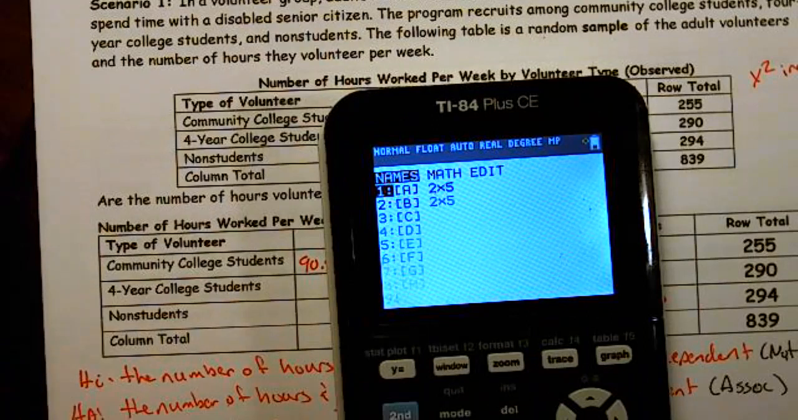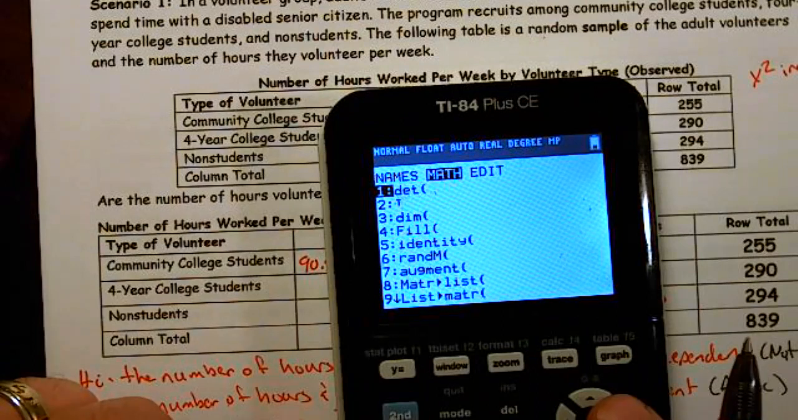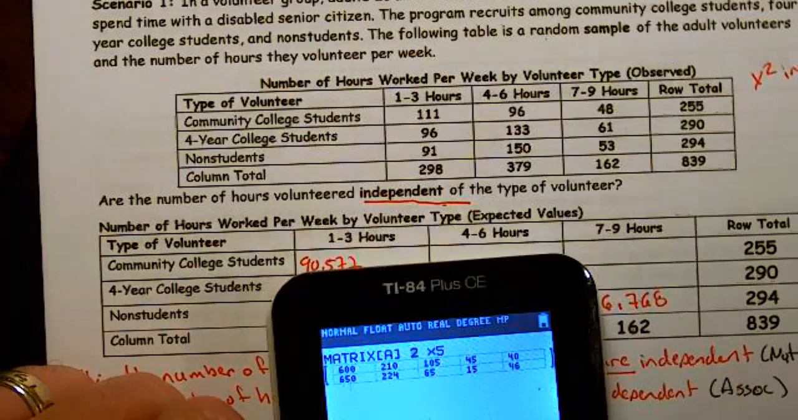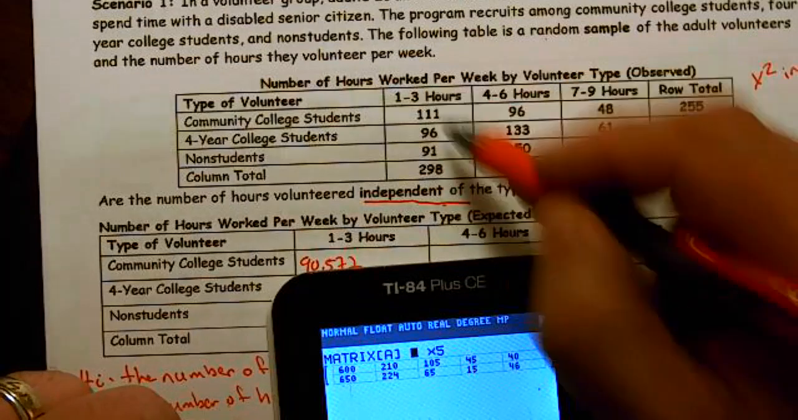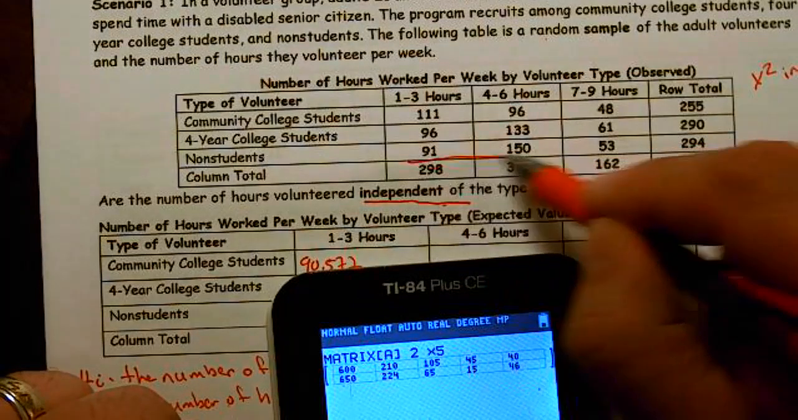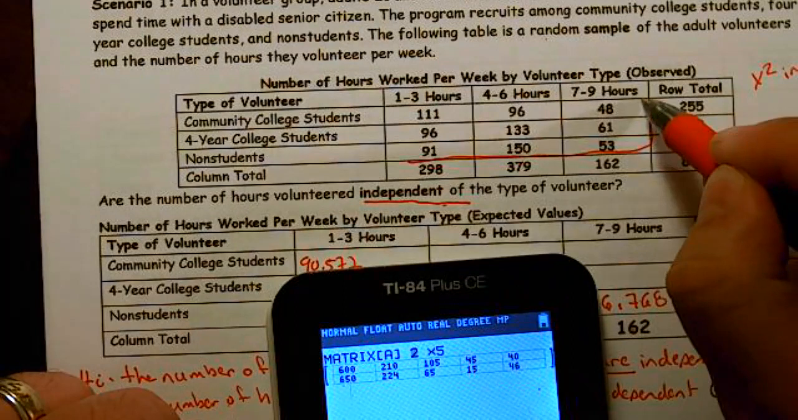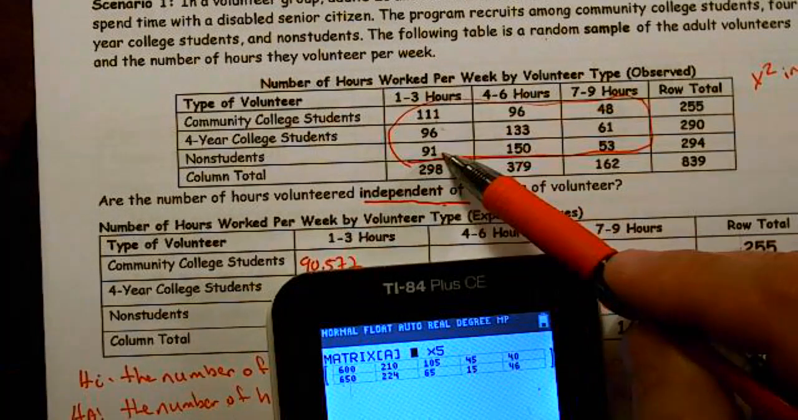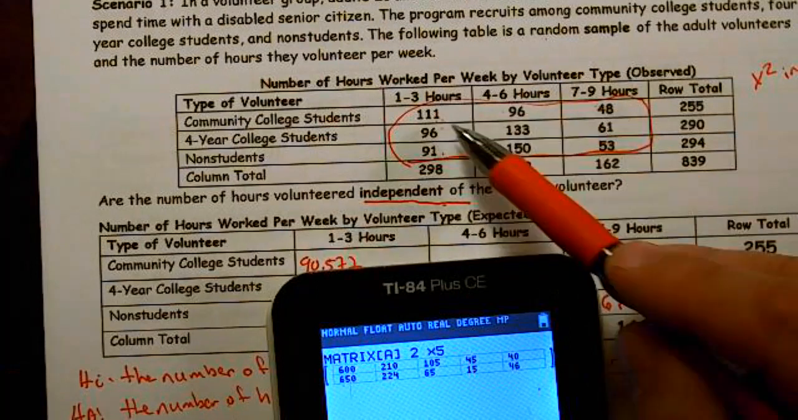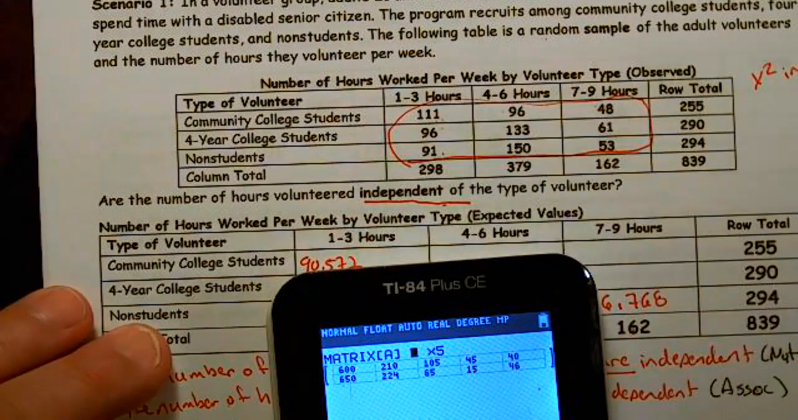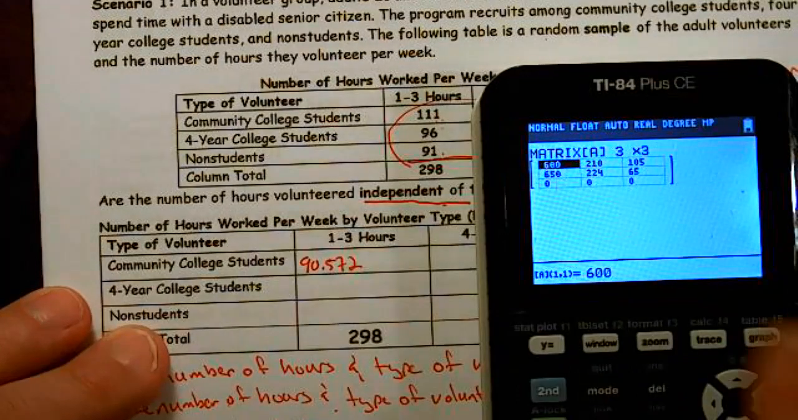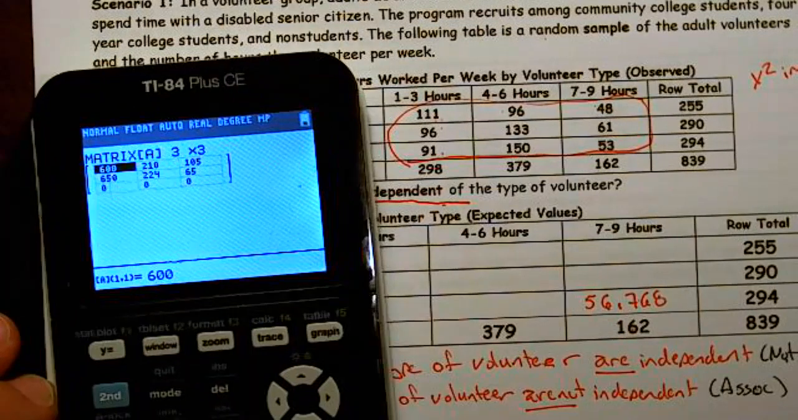Second matrix, and I have not input my data yet. I'm going to arrow over to edit and press enter. Ignore the totals. We're not going to worry about the totals. If they didn't give them to you, you don't even have to mess with it. I look at that and go 1, 2, 3, 1, 2, 3. So I have 3 rows and 3 columns. I need to make this a 3 by 3. 3, enter, 3, enter.